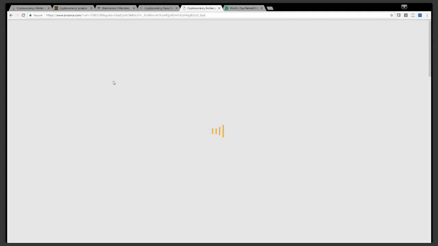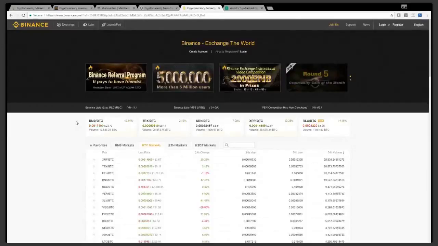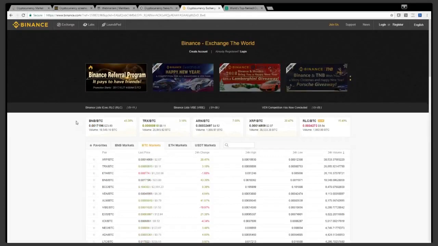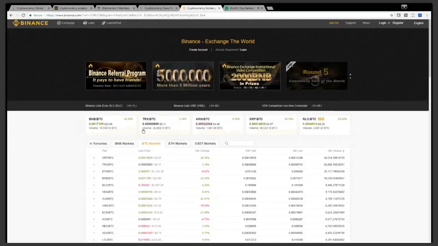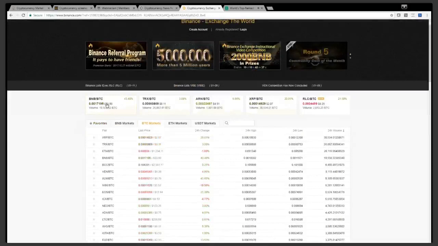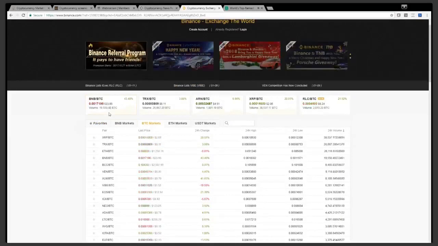Now, the site takes a bit to load, but there you go. As you guys can see, Binance has a nice layout, very user friendly. They also offer Tether, USDT, and you get a 50% discount when you pay in Binance. It's right there, Alan, next to the BTC markets.